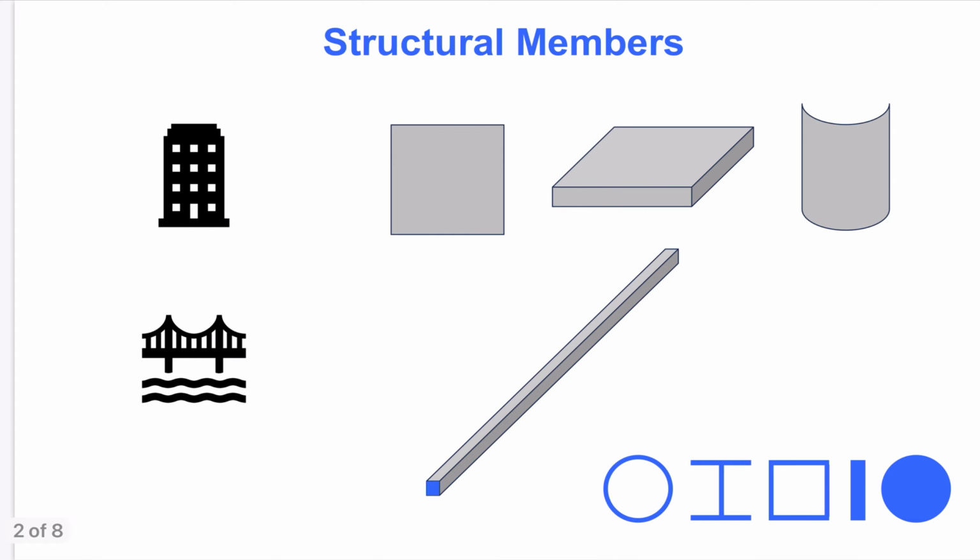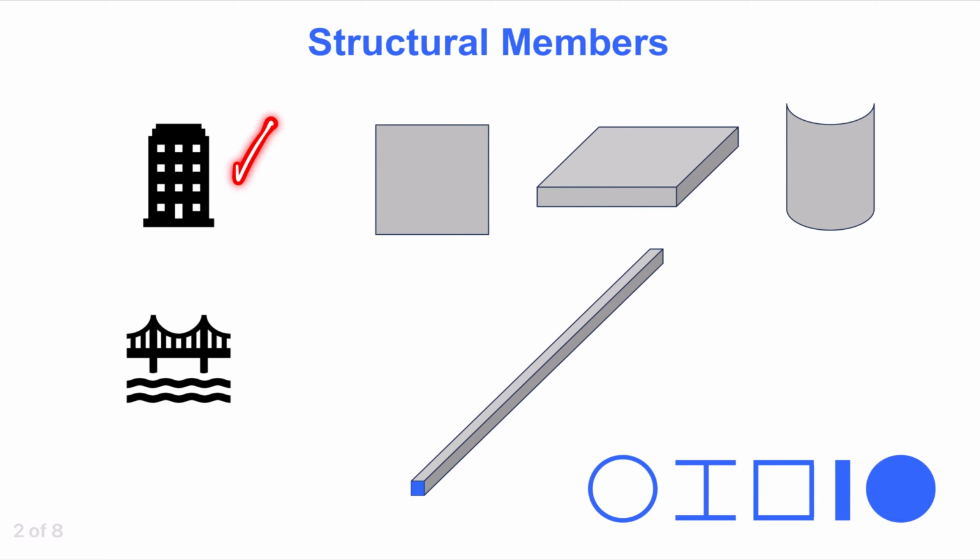When we analyze structures, such as buildings and bridges, we first create idealized models, either for use in hand calculations or for computer analysis. The structural models are created by discretizing the structure into individual but interconnected structural members. Several types of structural members are available.